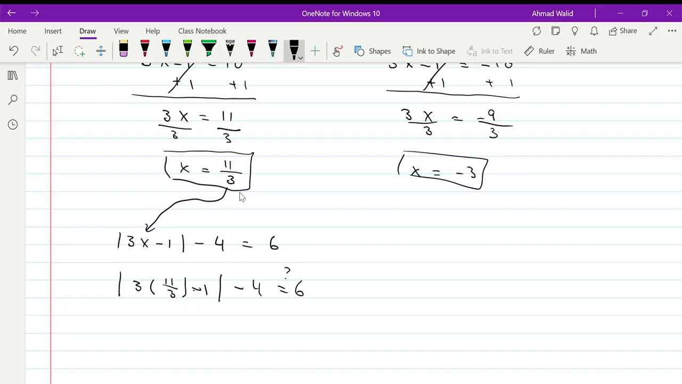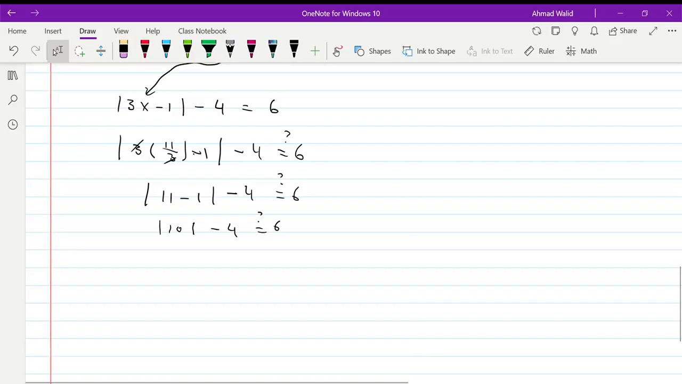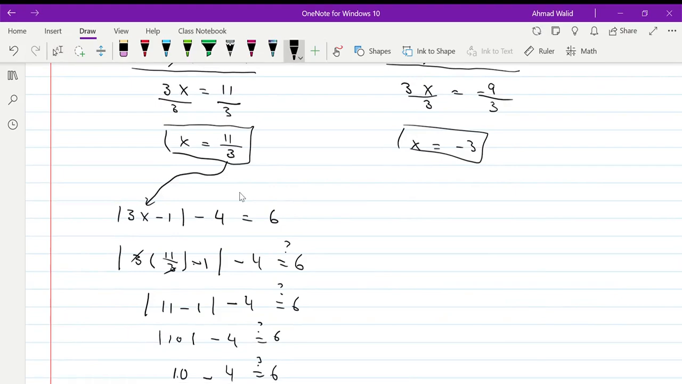Is this equal? 3 cancels out with 3. Absolute value of 11 minus 1, minus 4. Is this equal to 6? 11 minus 1 gives you absolute value of 10, minus 4. Absolute value of 10, we know it's 10. Then 10 minus 4. Is this equal to 6? 6 equals 6. Correct. Then 11/3 will be one of the solutions of my equation.